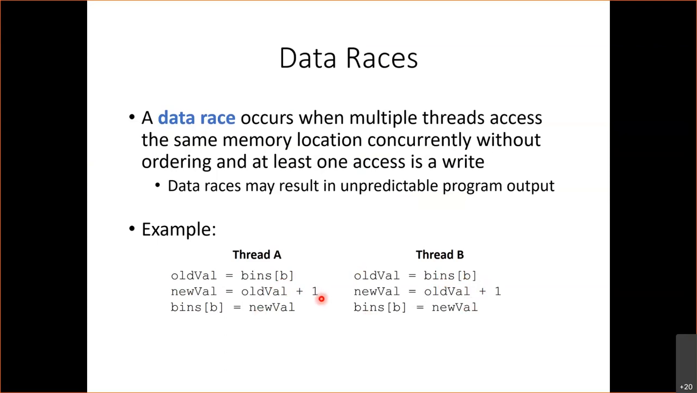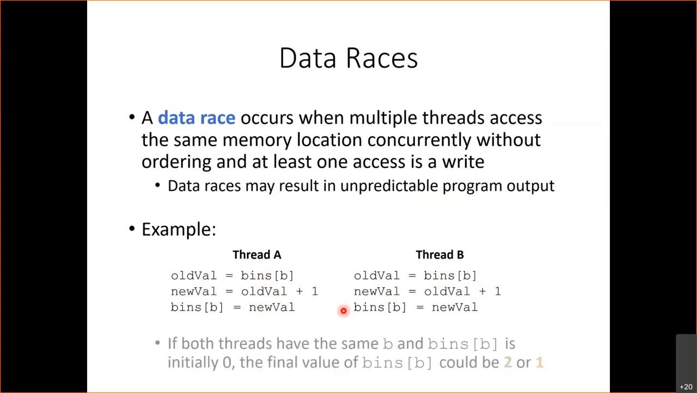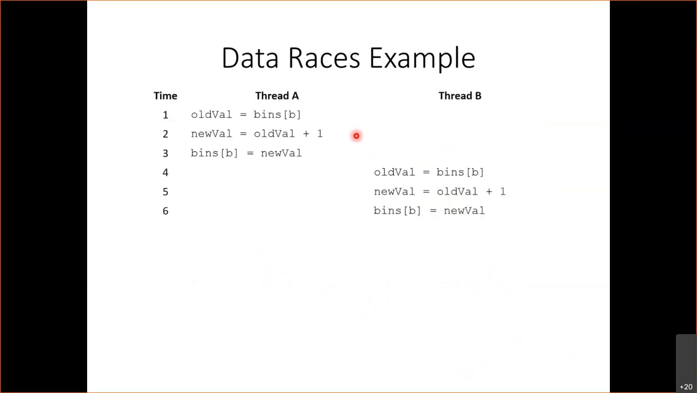And depending on the order in which these instructions are executed in parallel, if bins of b was initially zero, the outcome could be that bins of b becomes two, which is what we would want, or it could actually become one. Let's see why this would be the case. For example, if I look at the pseudo statements, or pseudo instructions, in the previous code.